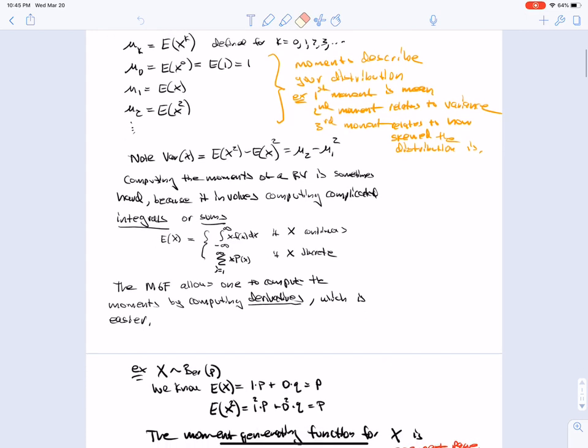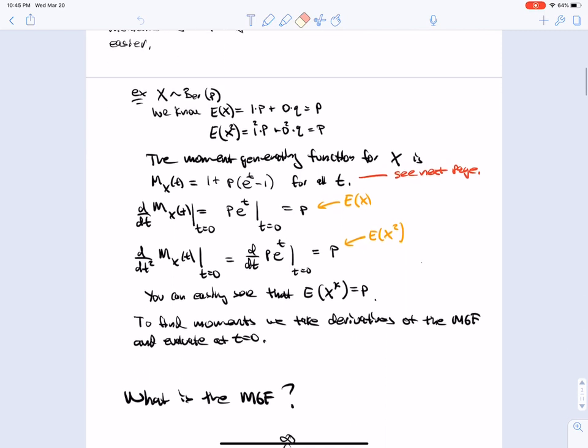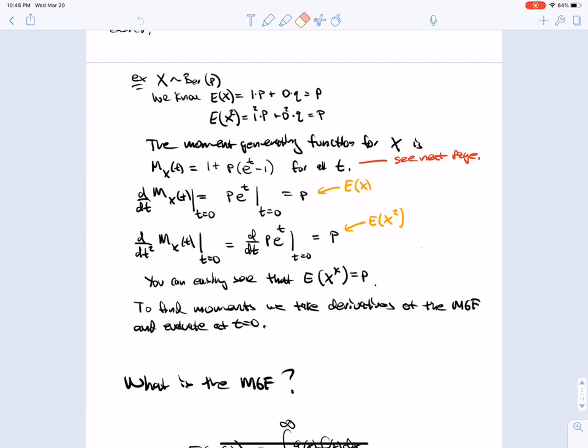Computing the moment of a random variable is sometimes hard because it involves computing complicated integrals or sums. But the moment generating function allows you to compute the moments by computing derivatives, which are generally easier. As an example, let x be Bernoulli p. We know that the first and second moment of x is just p, as you can calculate directly. Let's calculate it using a moment generating function.